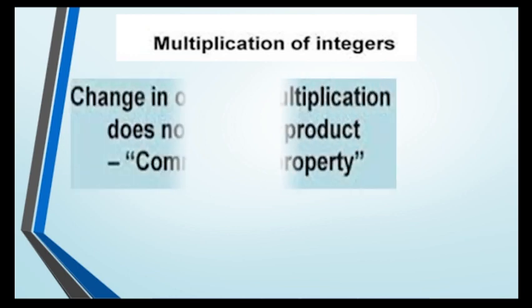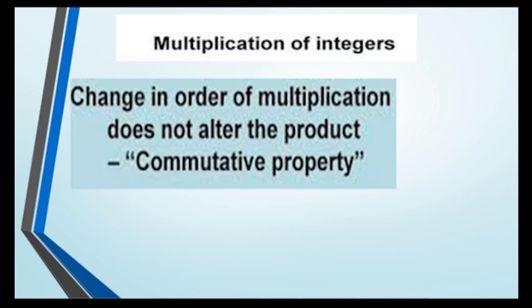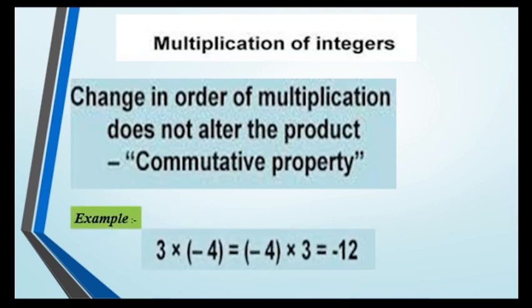Next is multiplication of integers. Here a change in the order of multiplication doesn't alter the product. That means commutative property. Look at an example here. 3 multiplied by negative 4 in brackets. So what will we get here? The position will be changed. Minus 4 multiplied by 3 equals a negative integer, it means minus 12.